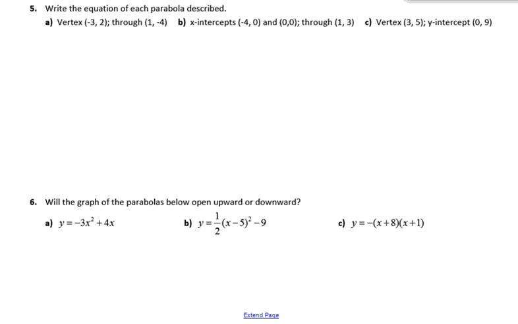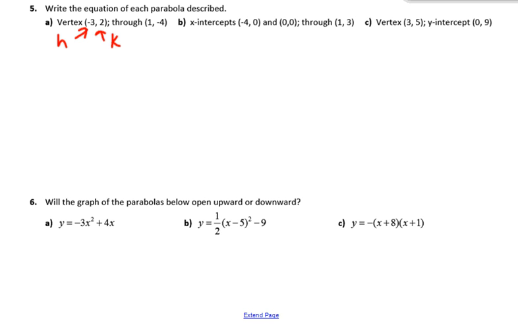This time, instead of giving you the graph, I've given you the information from the graph. So you still do it the same way. You have to figure out what form you're going to use and then solve for your A value. So looking at the first part, A, you are given the vertex. So obviously if you're given the vertex, we're going to use vertex form. So remember vertex form involves the H, K. So I know that that -3 is my H and the 2 is the K.